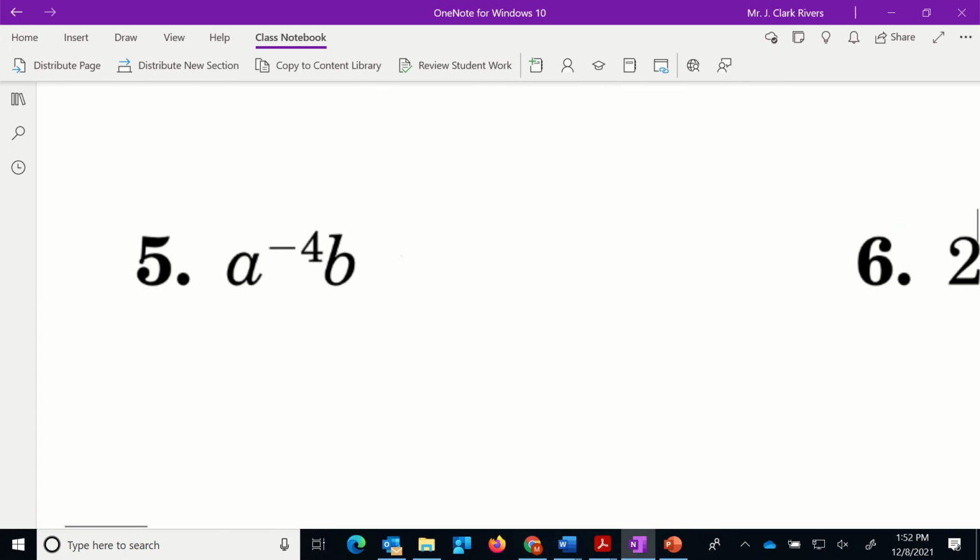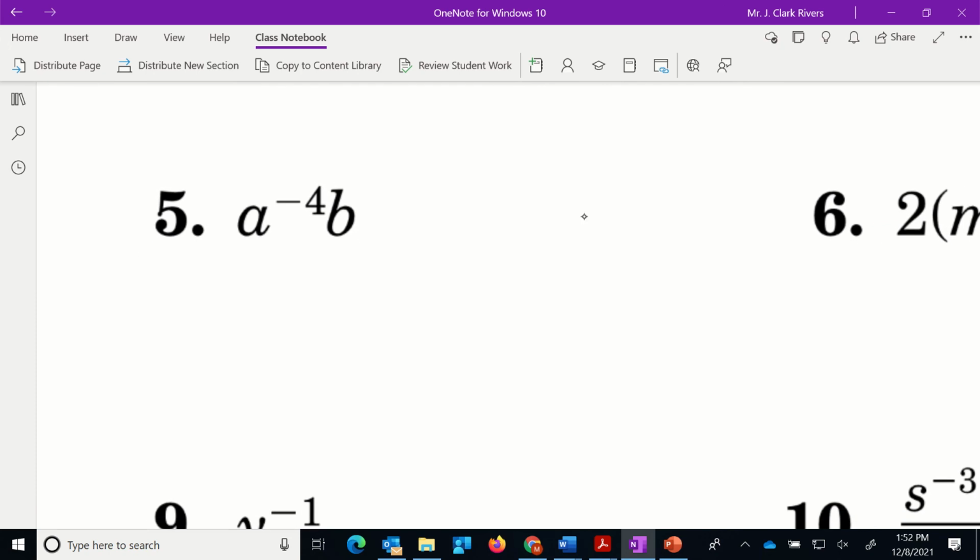Number 5. Okay, be careful here. We have two different exponents. That's a to the power of negative 4. This is b to the power of what? 1. B to the power of 1, is that positive or negative? So it's going to stay right where it's at. We're not moving that b at all. A to the power of negative 4, that's a negative exponent. We're going to move it down to the other side of the fraction, to the denominator. And what happens to our exponent there, Zella? It goes to positive. There we go. So b to the power of 1, or you could just say b over a to the power of 4.